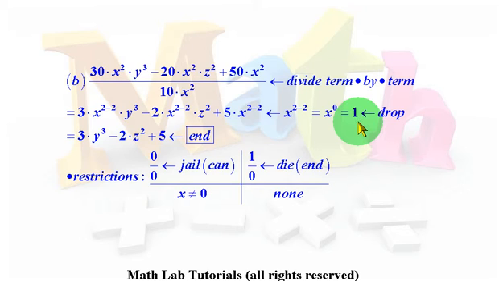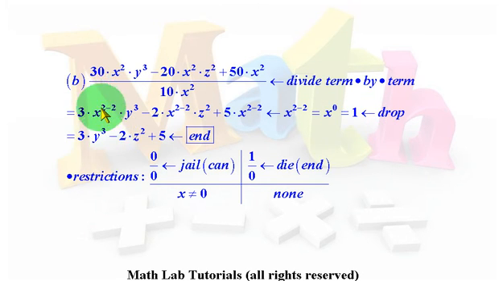So the only way we can insert a 1 for x to the power of 0 is if x is not equal to 0. Every other value of x will give you, like, 2 to the power of 0 is 1, 10 to the power of 0 is 1, negative 2 to the power of 0 is 1, except for 0 to the power of 0. If you try that on your calculator, you will get a math error. So at the end, you can drop the 1.